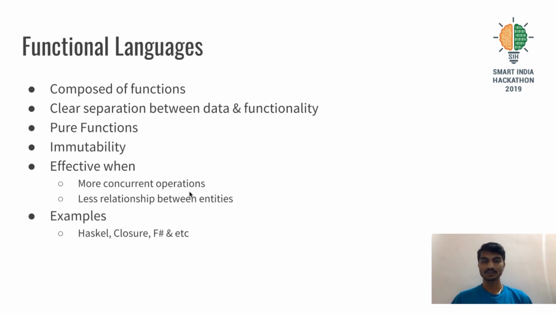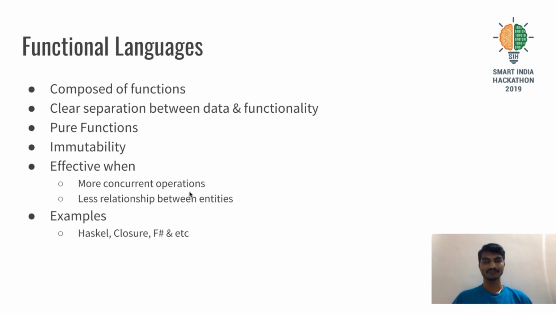As we have seen, object-oriented languages are more based on objects. Here in functional languages, they are more based on functions. They are composed of functions. In functional languages, we can see a clear separation between data and functionality. But in object-oriented languages, data and functionalities are not different. They are combined into the same object.